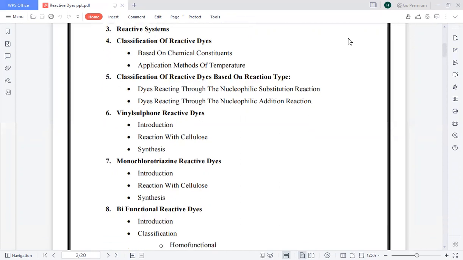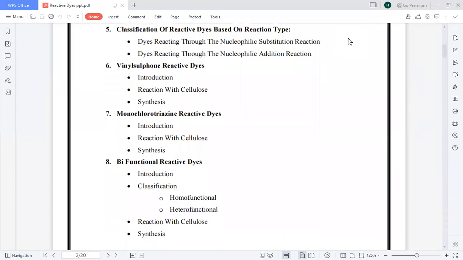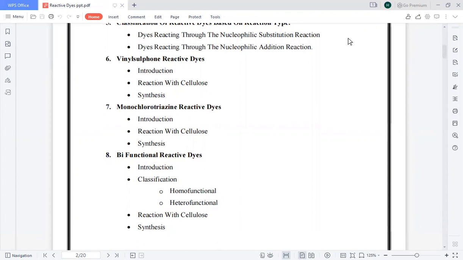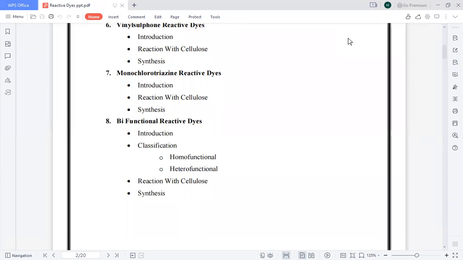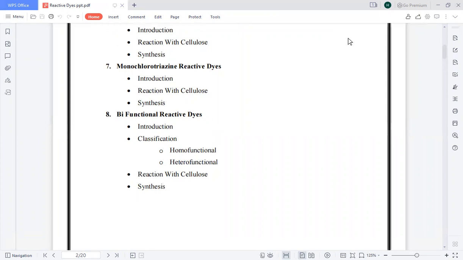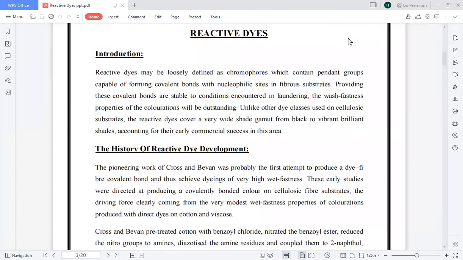And next are the monochlorotriazine MCT reactive dyes. Further, we will study their introduction, reaction with cellulose, and then synthesis. And the last one is the bifunctional reactive dyes. We will study their introduction, classification, which are further classified into homofunctional or heterofunctional, their reaction with the cellulose, and at last we will see the synthesis mechanism of bifunctional reactive dyes. So move on to the first topic, that is the introduction.